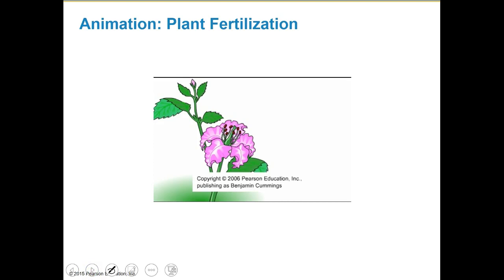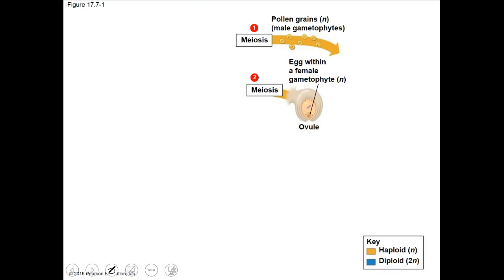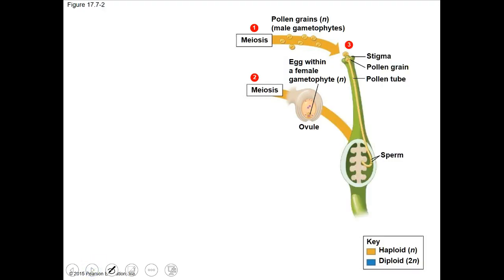So let's look at this. Not in this one, not in this one, though we'll look at it. Okay, so through meiosis, we're going to get the male gametophytes, the pollen grains, and then the female, the egg within the female gametophyte here. I'll go through this one kind of quickly. When the conditions are right, the pollen grain will stick to the stigma, and then it grows this long pollen tube down, and then it'll deliver sperm to the ovule, which is here. So this is sort of what's in this place.